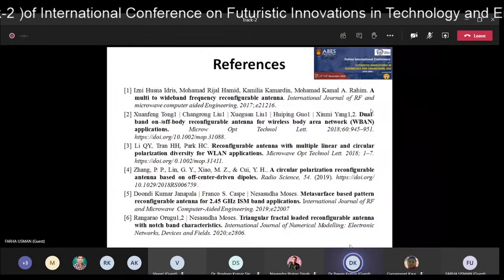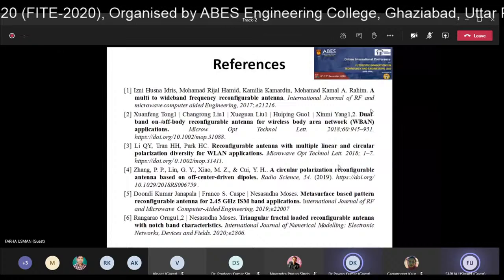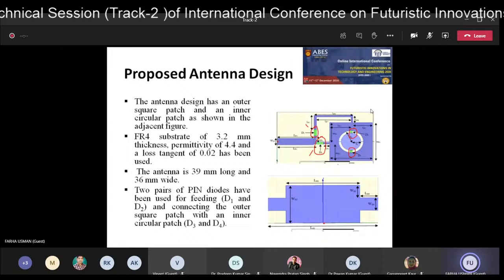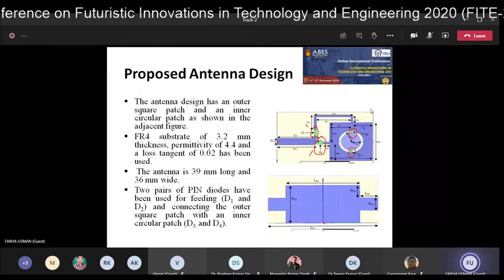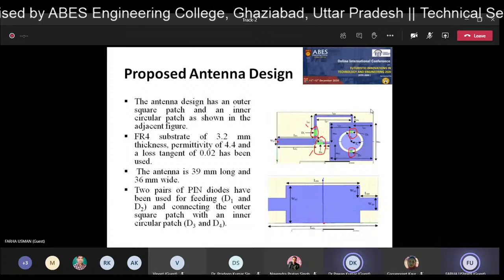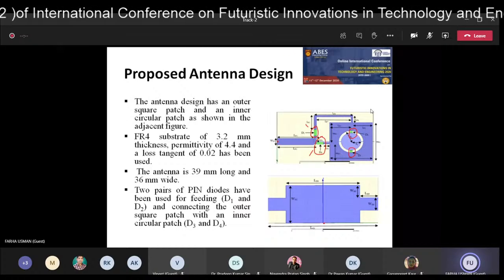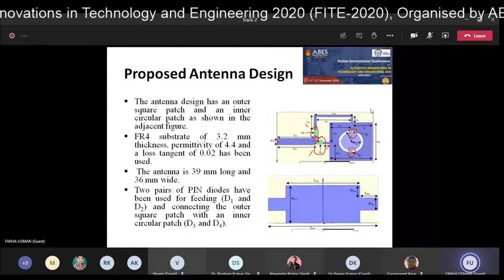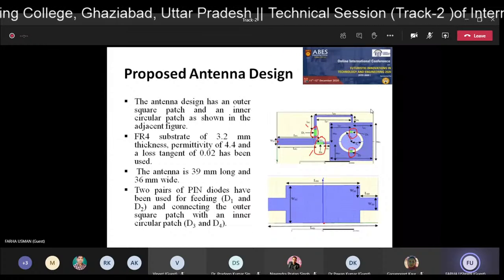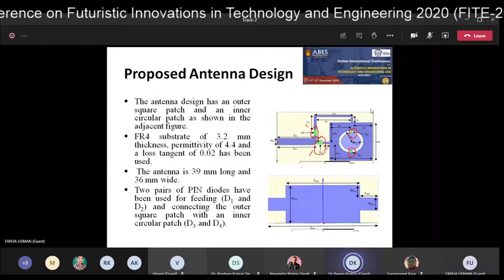What is the shape of your antenna you proposed? I'm showing you the antenna design. You can see the ground. I have used a reduced ground with two stubs, and this one is the patch. The patch has an outer square patch with an inner circular patch. Between them there is a gap wherein the substrate is there, and these two patches are connected with two diodes, D3 and D4.